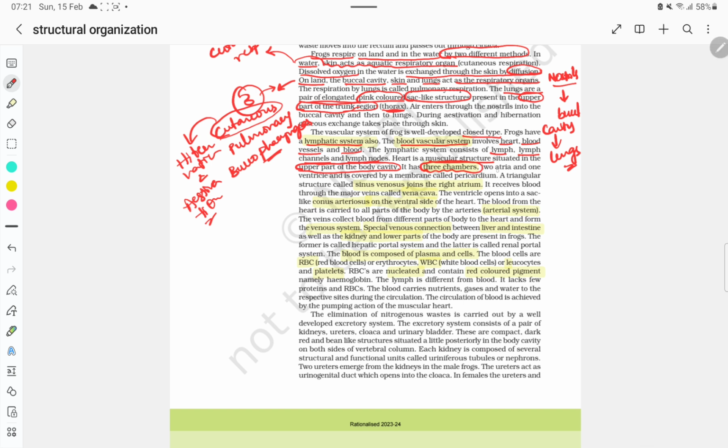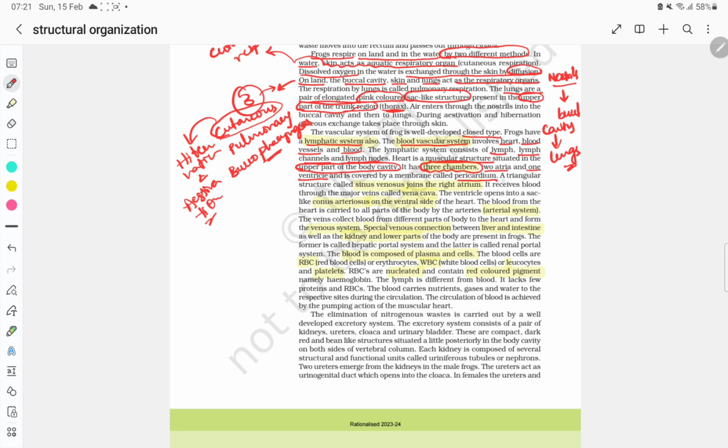So what are those three chambers? This is important. Two atria and one ventricle. They may exchange the terms 2 and 1 numbers. So two atria and one ventricle. And the whole heart is covered by a membrane which is called pericardium. And here very important points which we skip are, there are some accessory chambers. Three chambers are there, but along with these three chambers, there are two more accessory chambers for the frog heart.